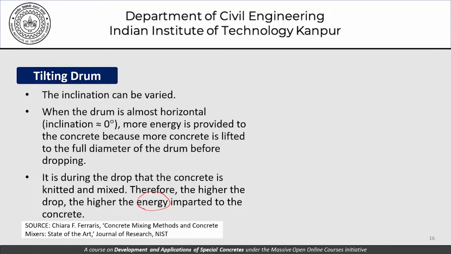This concept was also alluded to when we talked about the RPM in case of the drum mixers. That when we have a machine being rotated at a higher RPM versus at a lower RPM, that will have mixing effect to different degrees.